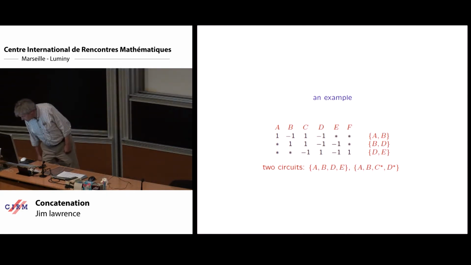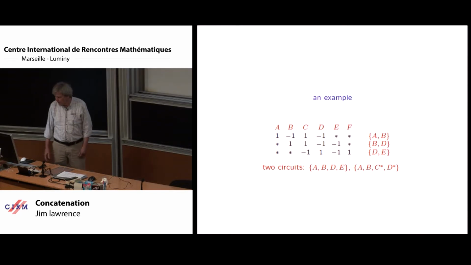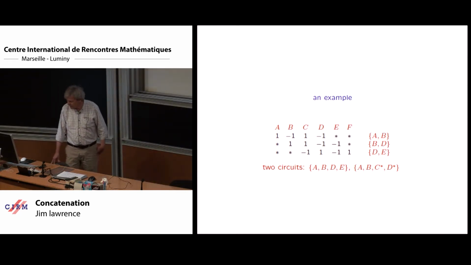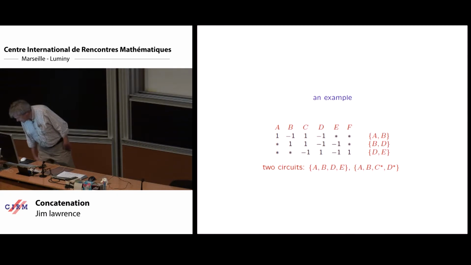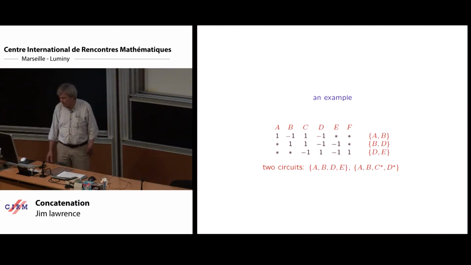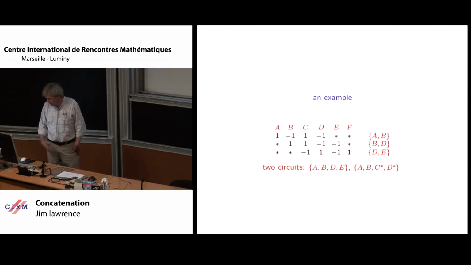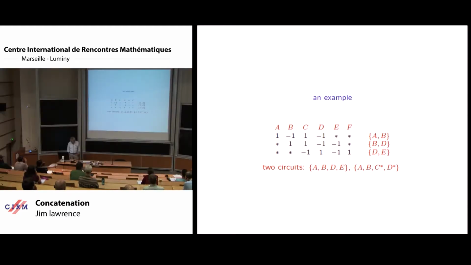And BD is a circuit in the second one for the same reason, and DE is a circuit in the third one for the same reason. And if I take the first two rows and concatenate them, ABD is a circuit. And then if I concatenate all three of them, ABDE is a circuit. So there are two circuits that I mentioned there. We'll look at the other one later, maybe.